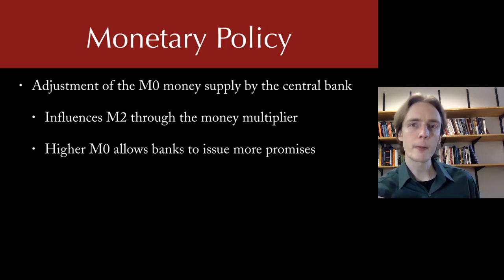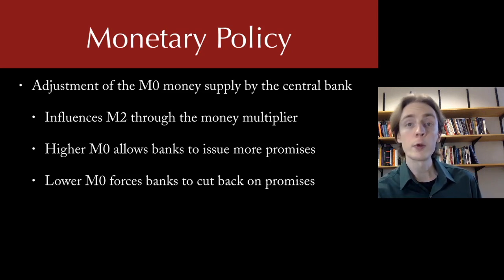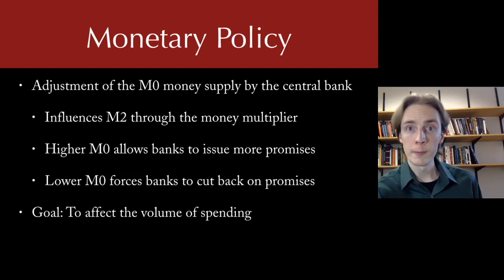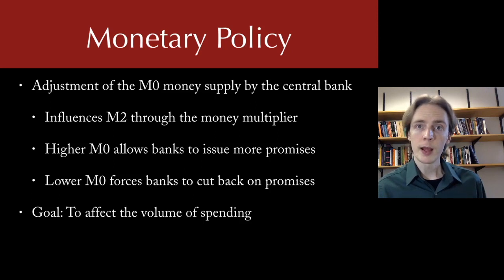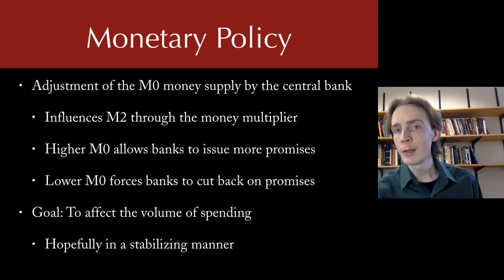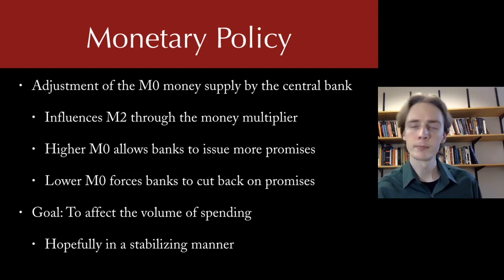Right? So if the central bank expands M0, banks become more liquid, they have more reserves, and they're able to issue more promises of their own. If the central bank cuts M0, then banks are going to have fewer reserves, and they're going to have to cut back on the promises that they make. Now, the goal of monetary policy is to affect the volume of spending, and ideally you'd want to do this so that it stabilizes it. In practice, sometimes that works out, sometimes it doesn't. We'll talk more about that later.